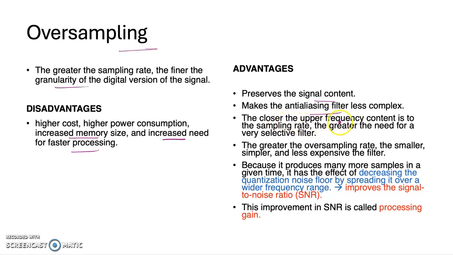The closer the upper frequency content is to the sampling rate, the greater the need for a very selective filter. So if FM is very close to FS, then you would have to have a very selective filter because you just want FM and not FS. So the greater the sampling rate, the smaller, simpler, and less expensive the filter will be.